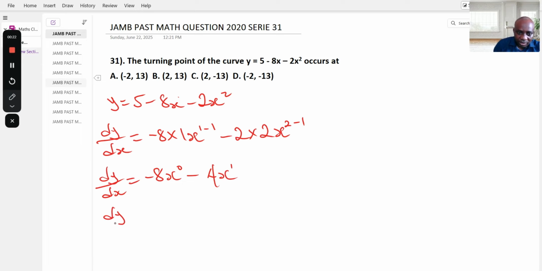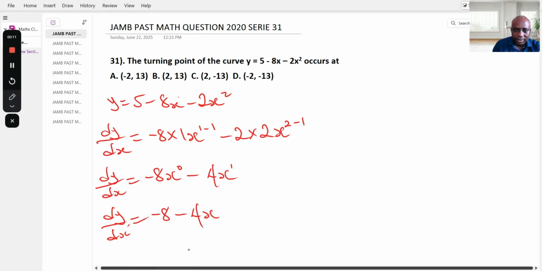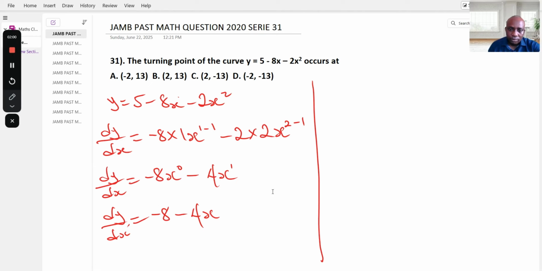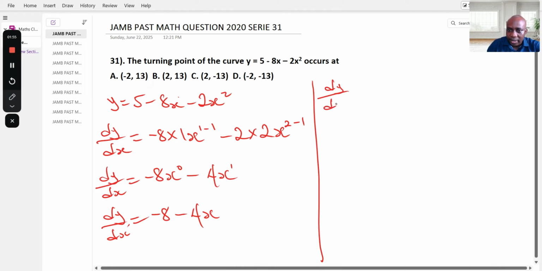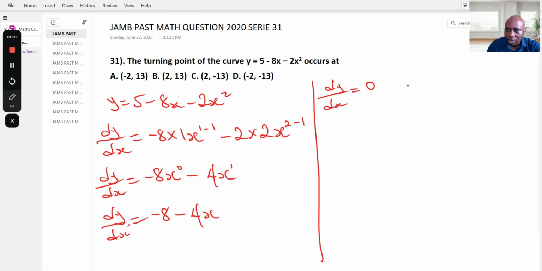Therefore, our final answer for this one, dy/dx equals, anything raised to power 0 is 1. Minus 8 times 1 is going to give us minus 8 minus 4x. This is our final answer. The next thing we are going to do is that we are going to say dy/dx equals 0. Therefore, we are going to say dy/dx is 0, isn't it?